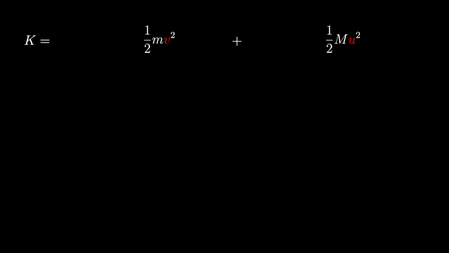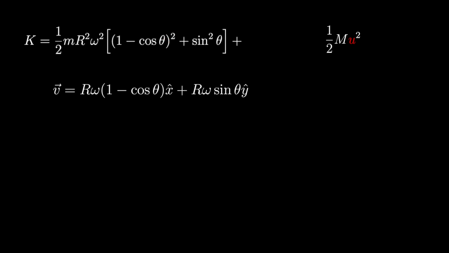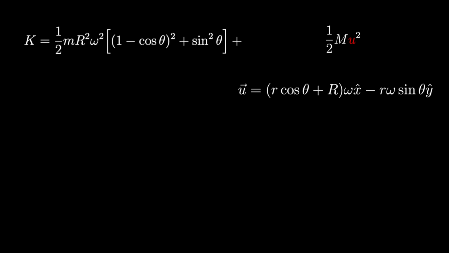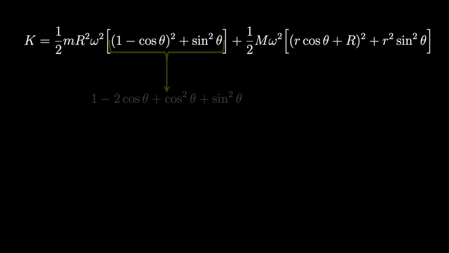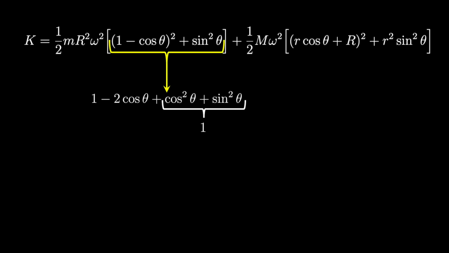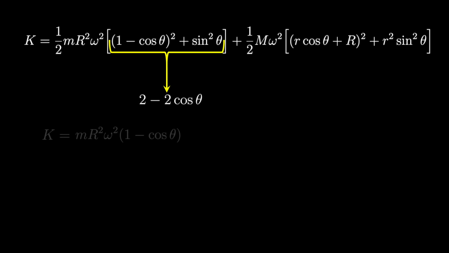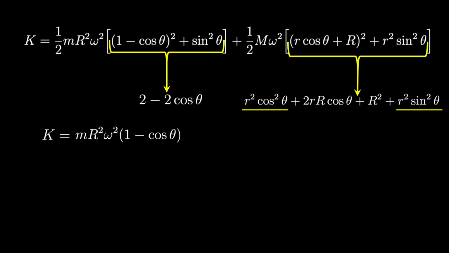We are now ready to calculate the kinetic energy. We substitute the result for the Earth's velocity vector. And we do the same with the Sun's velocity vector. Then we expand the square and simplify, bearing in mind the Pythagorean trigonometric identity, leaving the left-hand summand as follows. We do the same with the right-hand summand.